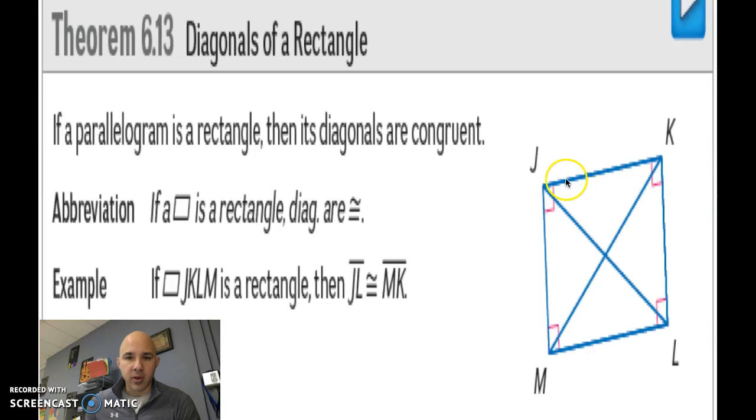Also, you want to notice that for every single rectangle, you have 90-degree angles. It's going to form those right angles. So angles L, M, J, and K are also 90 degrees. Let me know if you have any questions.